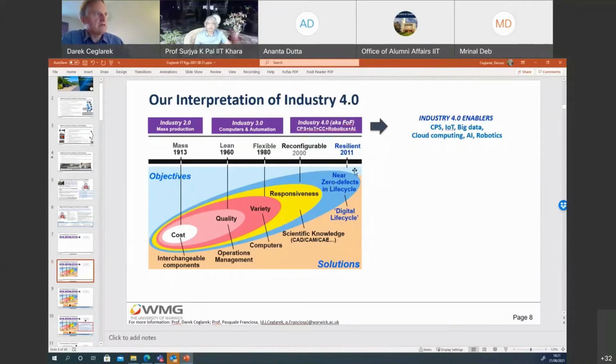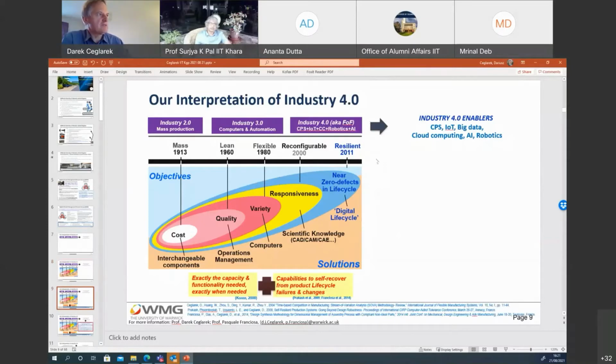So the way we fit is probably more on this resilience side at this moment. The purpose from our side is, instead of what Yoram Koren called reconfigurability, exactly the capacity and functionality needed exactly when it's needed, which was more the reconfigurable manufacturing system logic, going towards the capability to self-recover from product lifecycle failures and changes. So that's the logic which we follow.